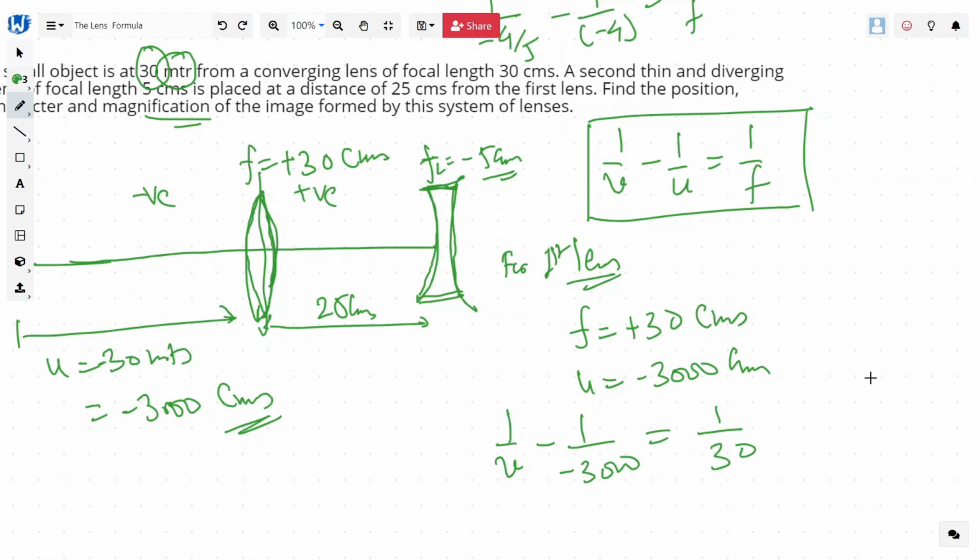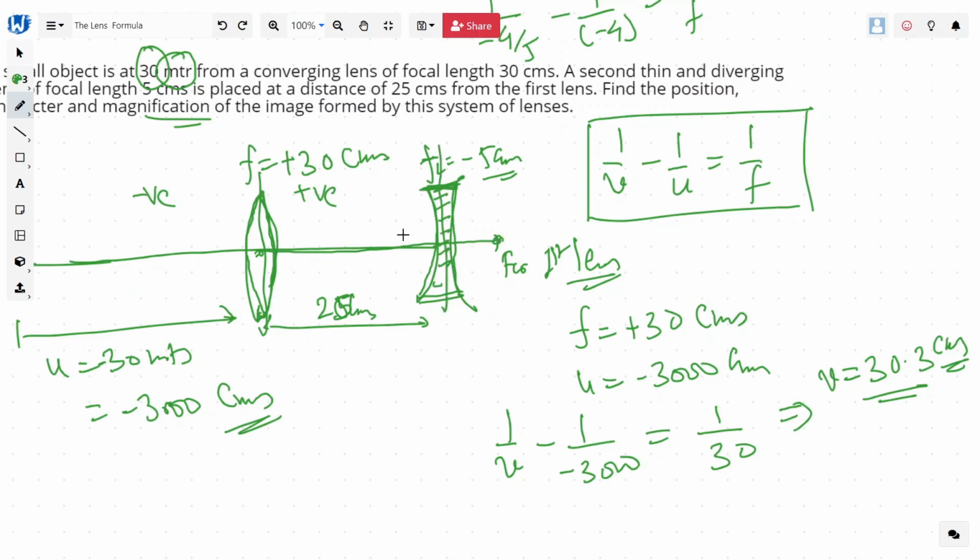So go on that side, add up, and finally basically you will get V is equal to 30.3 centimeters. Okay, now V is equal to 30.3 centimeter in the positive side, which means that from here, it is about 30.3 centimeters on this side. Now this lens is placed at just 25 centimeters, so the object for this image, for this lens 2, is going to be on this side.